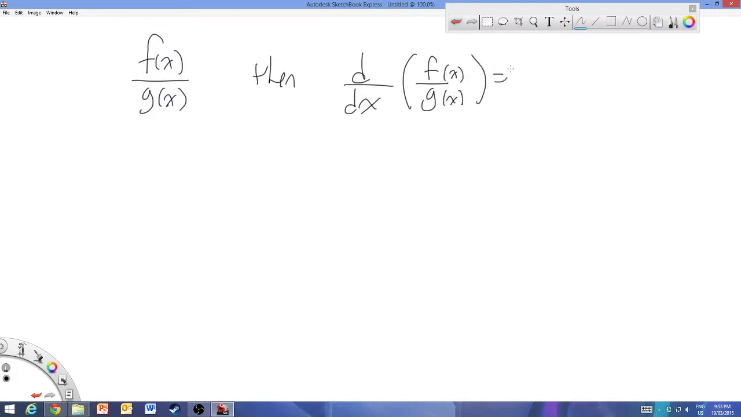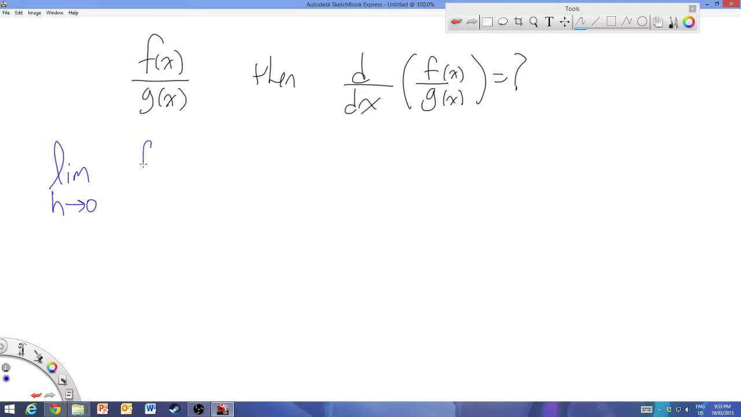Okay. Well, obviously it's not going to be f prime divided by g prime, because we saw in our previous one that the derivative of a product is not f prime times g prime. So the quotient is not going to be f prime divided by g prime. So what we're going to do is go back to our handy definition of derivatives, my mistake. And we're going to write the following.